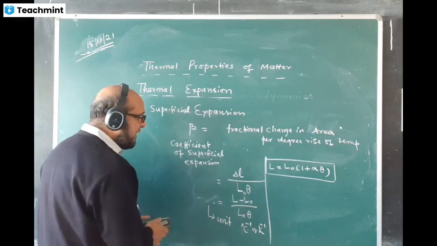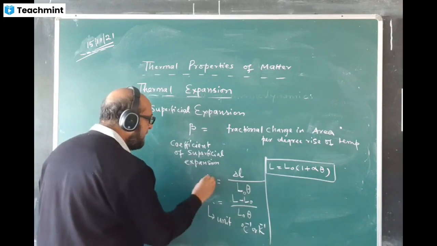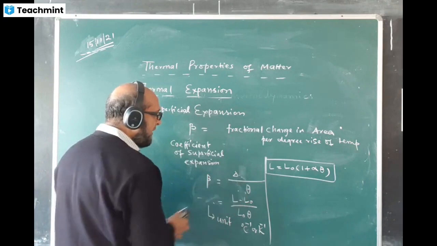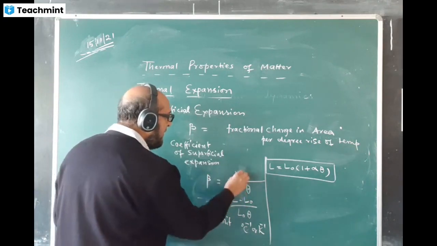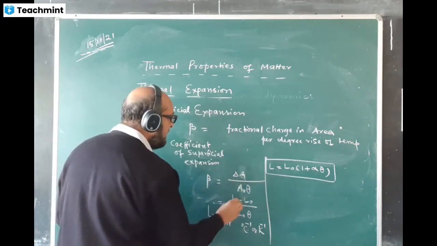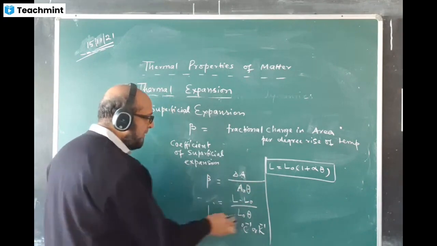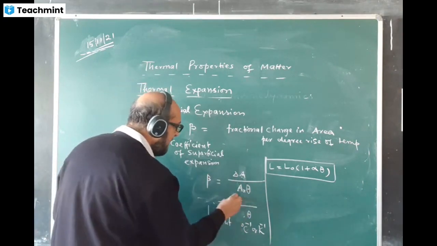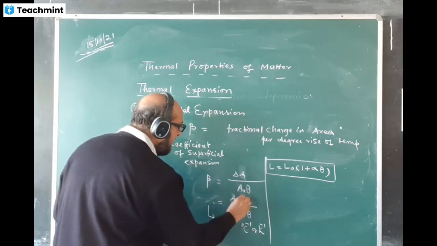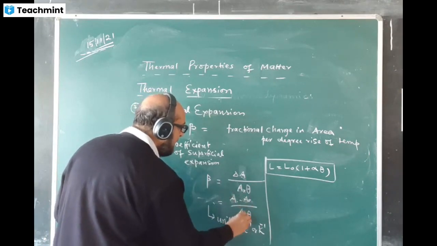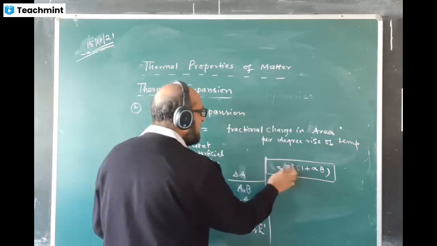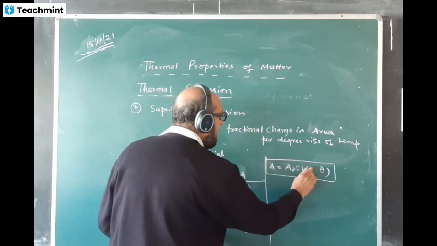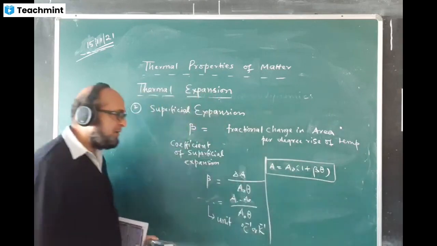And the formula will slightly change. This will become beta is equal to change in the area, so here I'll write delta A by original area per degree rise of temperature. L will be replaced by A. Here we will be writing A minus A naught by A naught theta. Here also L is replaced by A, that A equal to A naught, here we write 1 plus beta theta. Like this.